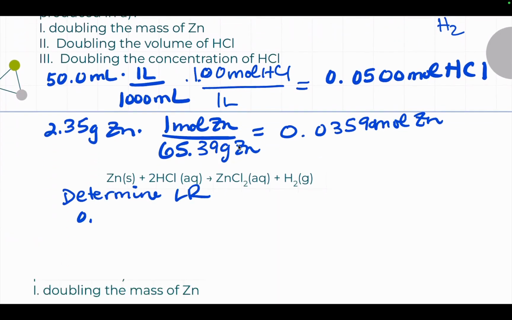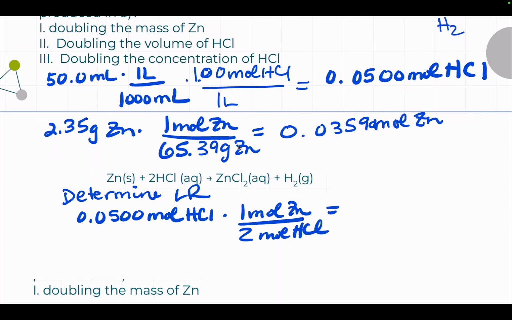So I am going to do both. You can do just one if you want. So if I take my moles of HCl and convert it into moles of zinc, I get 0.0250 moles of zinc. And you can see that I do have that amount, and I have more than I need, so that will be my excess reactant, and that means hydrochloric is my limiting. But let's show the other way too.